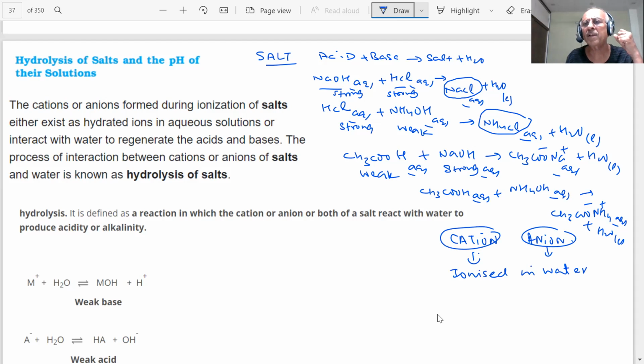How will the cations and anions exist in water? What will happen to them? If NaCl is there, what is happening? You are saying sodium ion is there, chloride ion is produced. Student, I say aqueous. What does it mean? That there are two things which happen. Hydration of the ions.